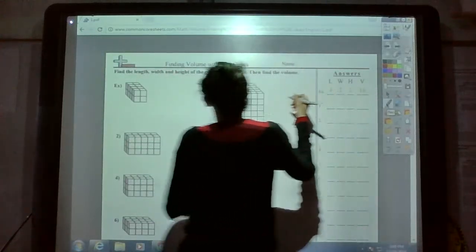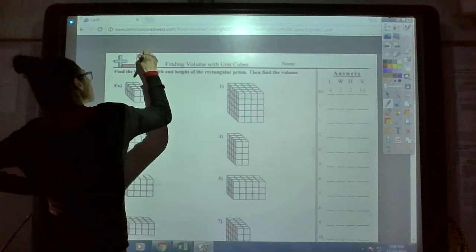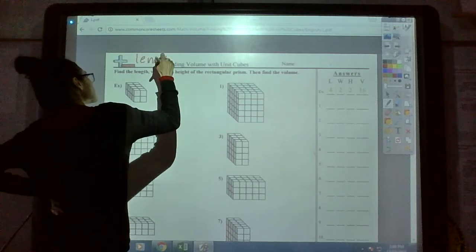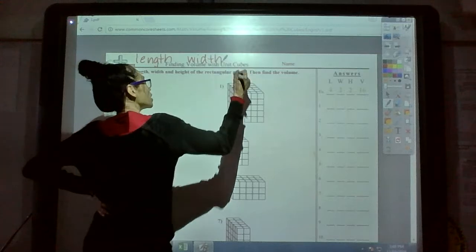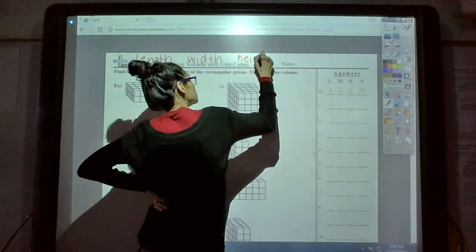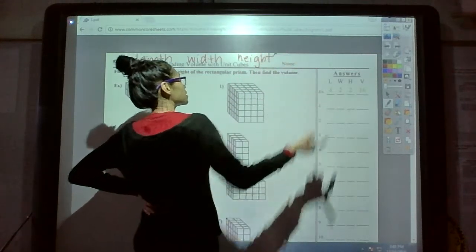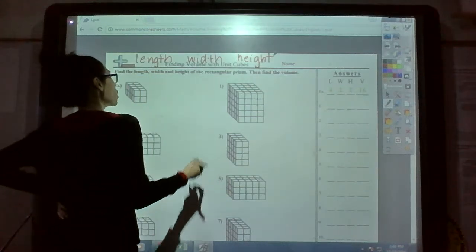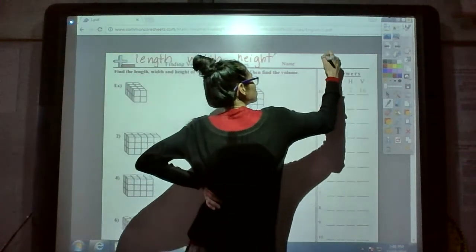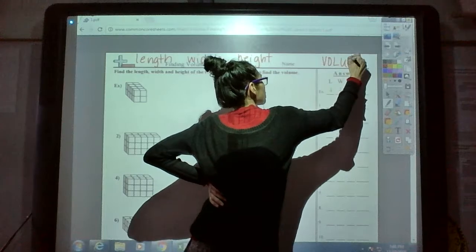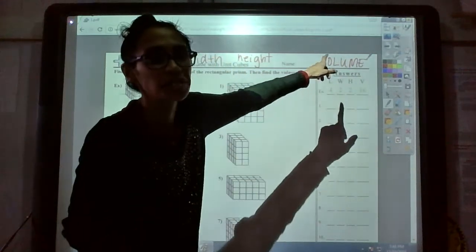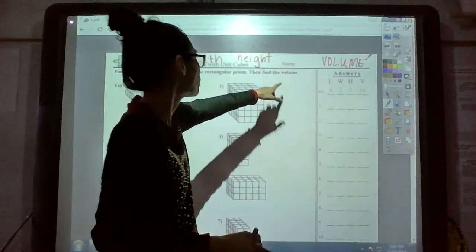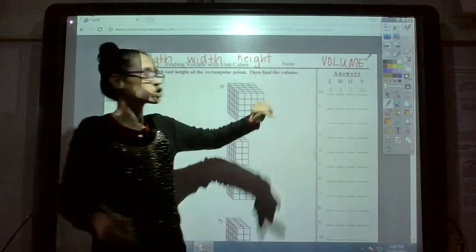Let me write it over here. We have length. What else? Width and height. And the V stands for what? The volume. I'm going to write that big. Okay. Make sure you write your name on the sheet. Your name is not volume, or is it? I know your name is not volume. Make sure that you know these terms.